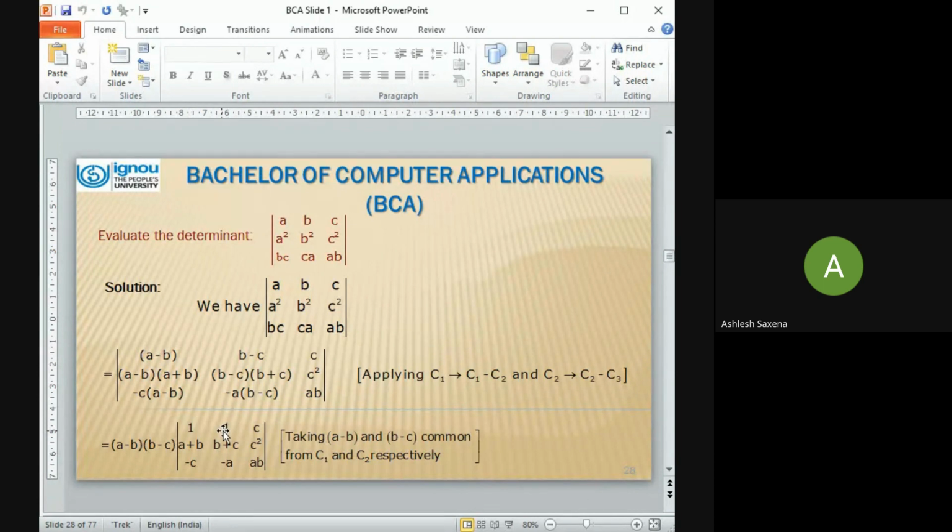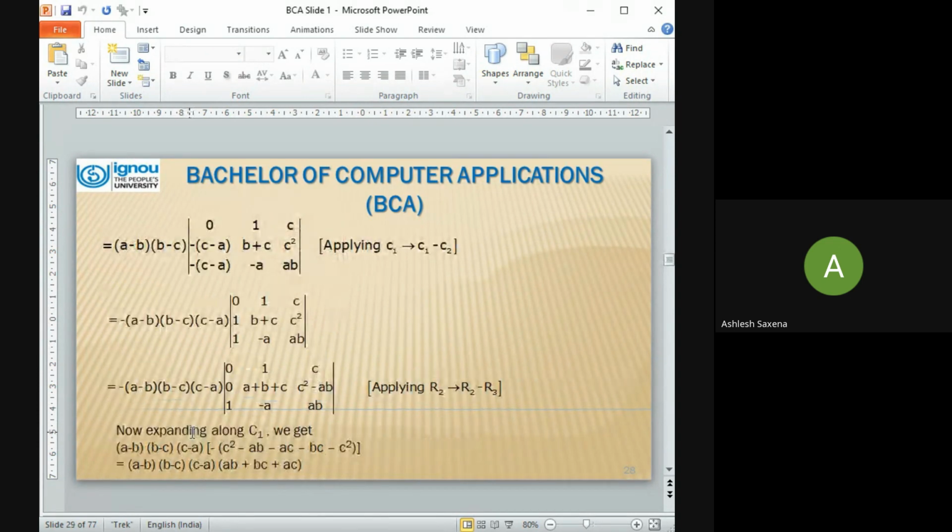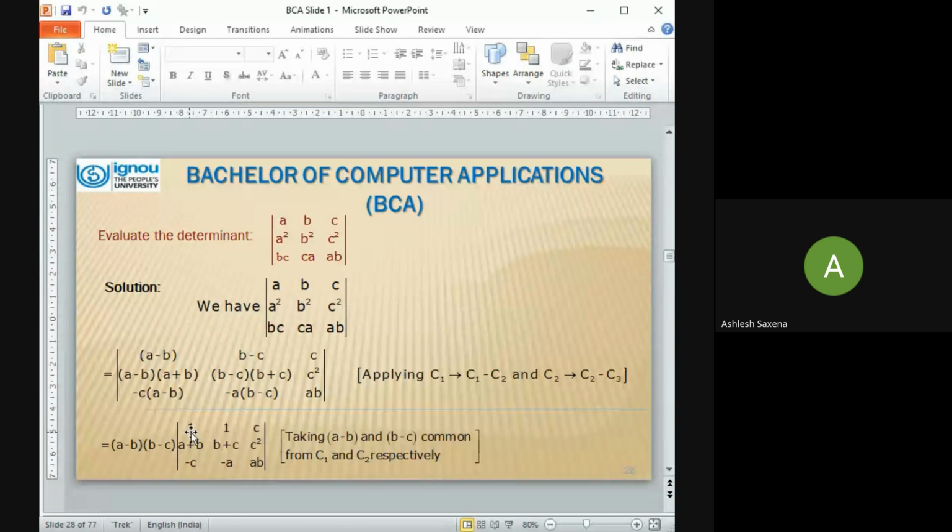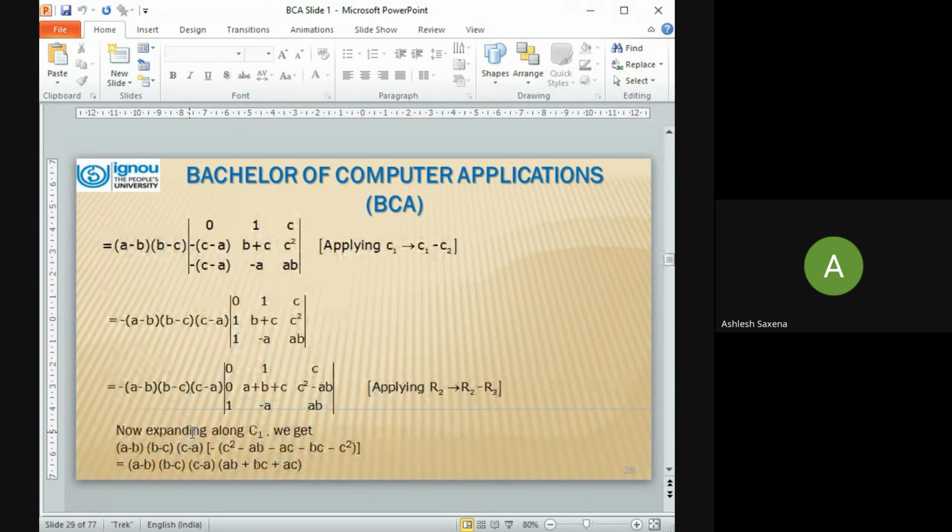Either you subtract C2, C2 tends to C2 minus C1, or you can perform C1 tends to C1 minus C2. What I have done, I have performed C1 tends to C1 minus C2. After subtracting, the first element will become 0. And in solving this, what will happen? A minus C, and in the bottom it will be minus C plus A. I will be taking minus common, and I will be removing it. So I will get A minus B into B minus C into C minus A. So I will be left with 0, 1, 1.